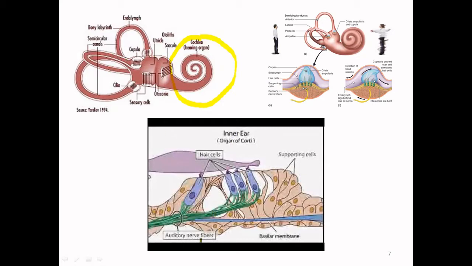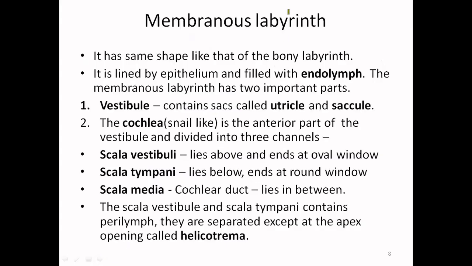This is the organ of hearing. Now, the membranous labyrinth, which is embedded inside the bony labyrinth, again consists of two important parts: vestibule and cochlea. The vestibule has a utricle and saccule. They contain sensory cells which can sense the balance of the body. In this video lecture, we are more interested in the snail-like structure called the cochlea. Let us see the structure of the cochlea.